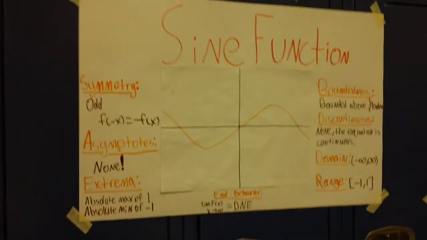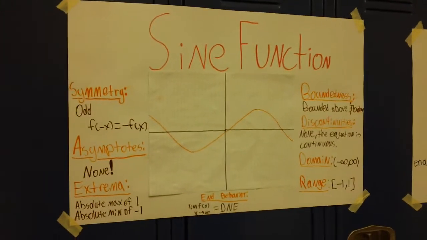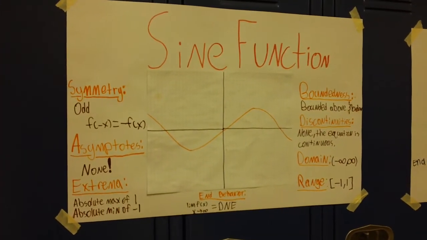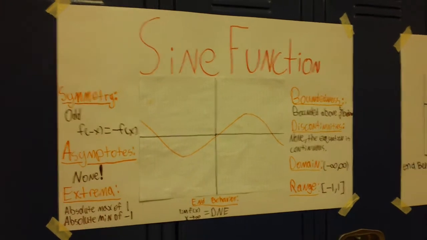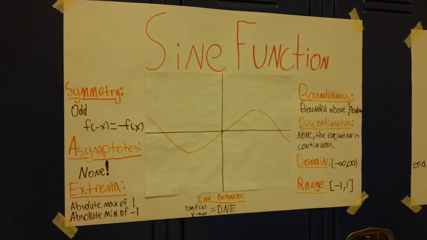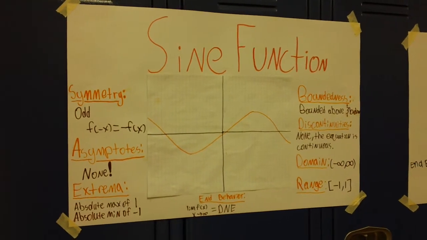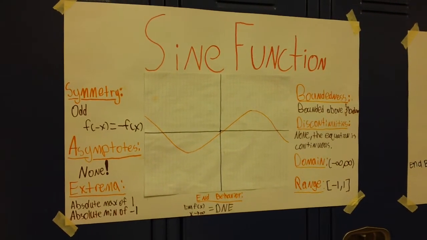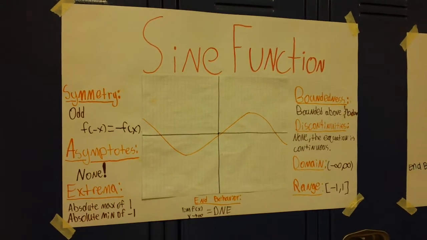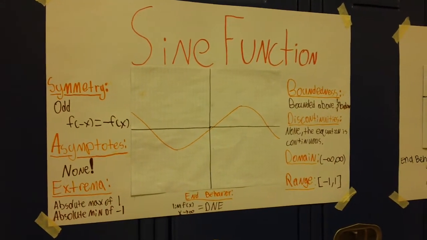This is the sine function. The function is sine, or f of x equals sine x. The symmetry is odd because f of -x is equal to -f of x. There are no asymptotes. The extrema are an absolute max of 1 and an absolute minimum of -1. It is bounded above and below.